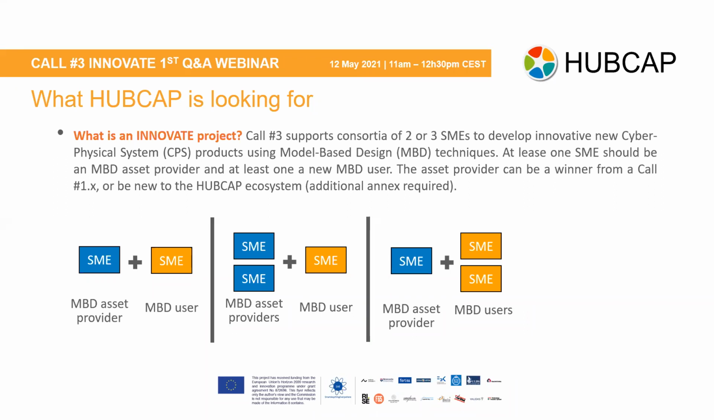Small typo here, at least one SME should be an asset provider, a model-based design asset provider, and at least one should be an MBD user. So it could be a consortium of 2, so you've got a provider and a user. All the other cases I've got here are a couple of providers and 1 user, or 1 provider and 2 users. So this is all the potential combinations.